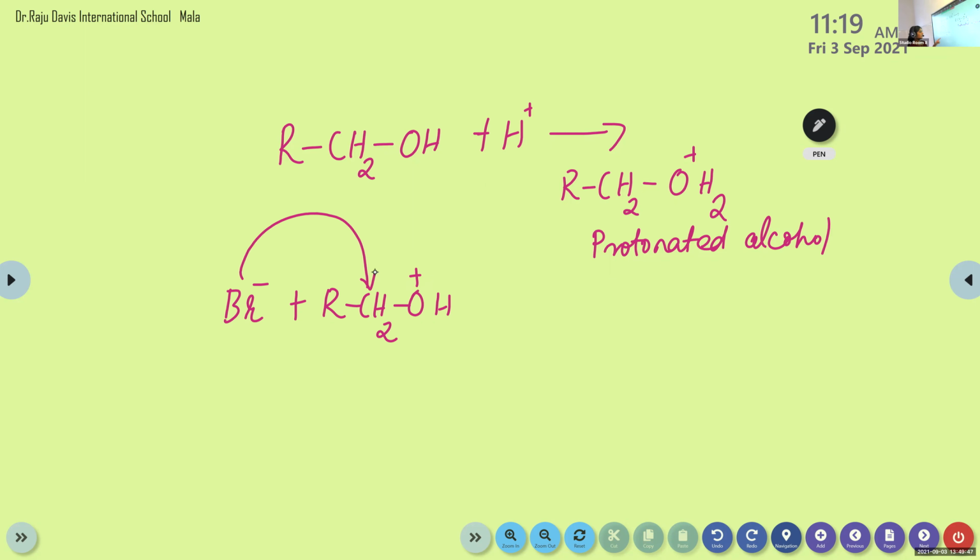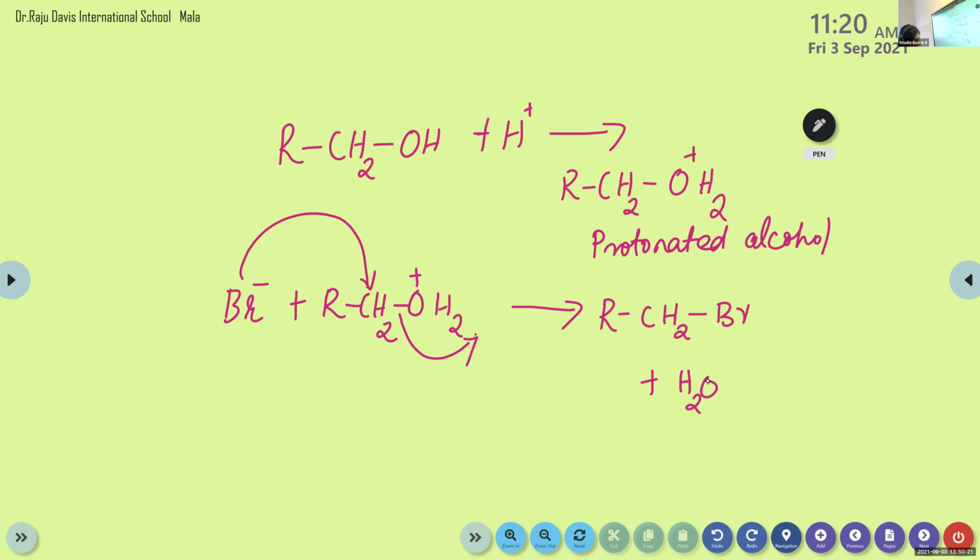You can see here already R, then 2 hydrogens and the OH2 bond. Then when Br minus attacks the carbon again, the valency of carbon will be 5. It's an unstable state, so this OH2 will be removed from here. Then it will become RCH2Br plus H2O.